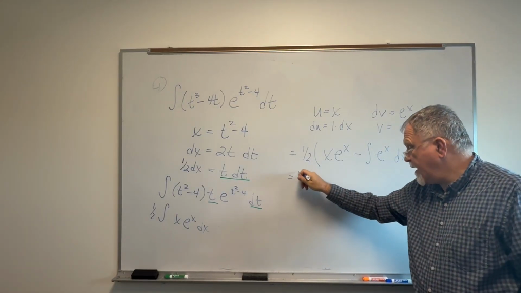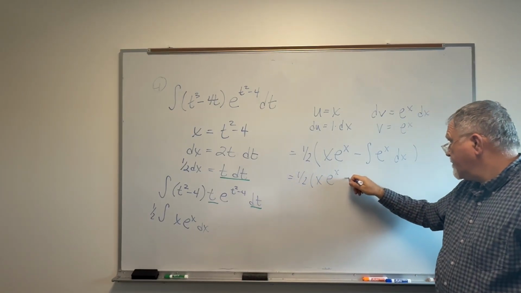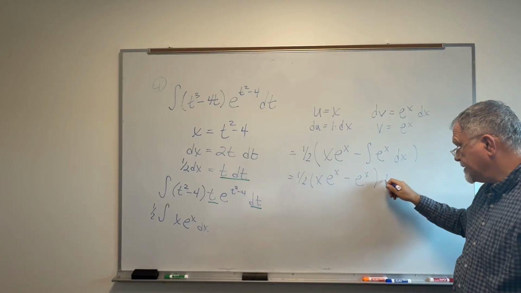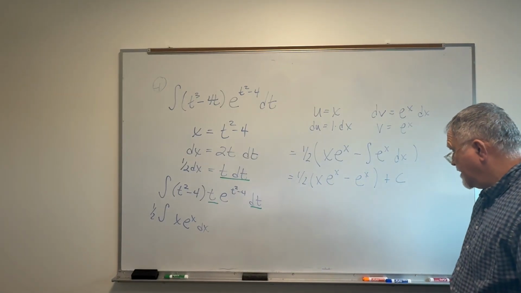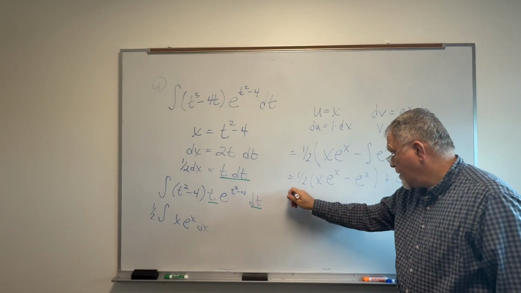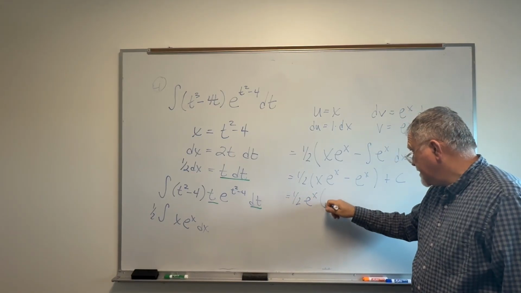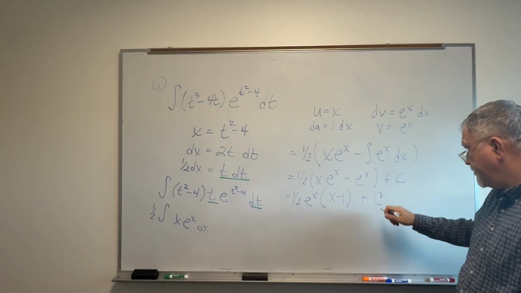Well, this is just 1/2 x e to the x minus the antiderivative, that's e to the x, plus a constant. Or in other words, if I just factor out the e to the x there, it's just 1/2 e to the x times x minus 1 plus c.